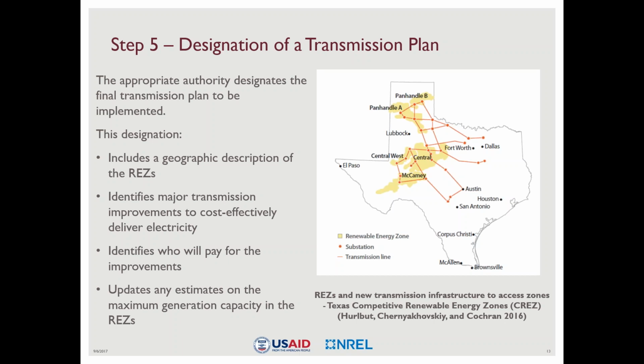And this example is from the Texas Competitive Renewable Energy Zones Initiative, or the Texas CREZ, which Jeff will be discussing in more detail in the next presentation. But it really just shows that the steps here identify these zones and then identify transmission system enhancements and expansion opportunities or options to connect those zones to load.